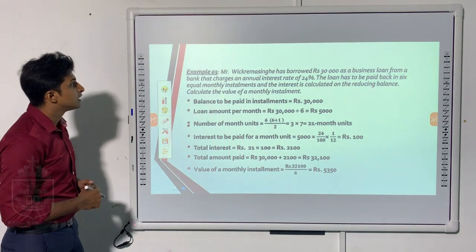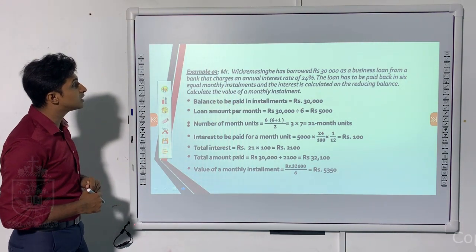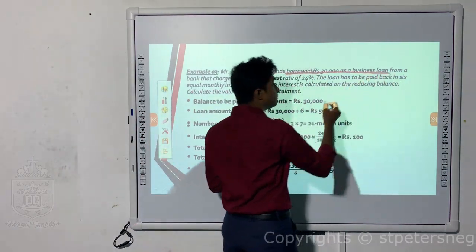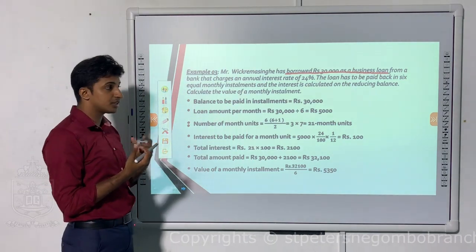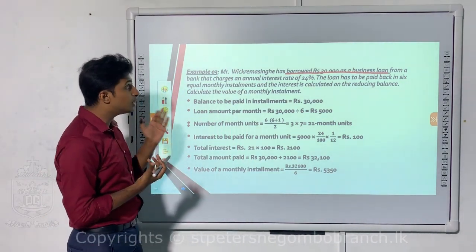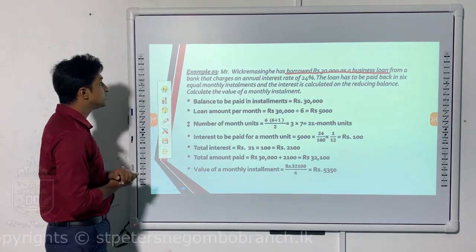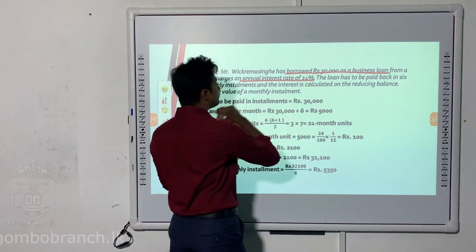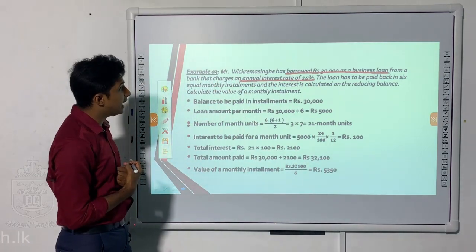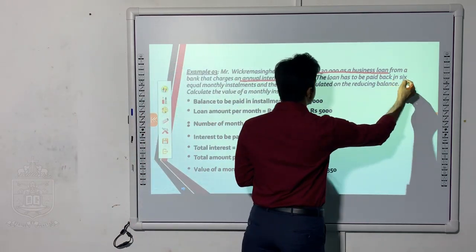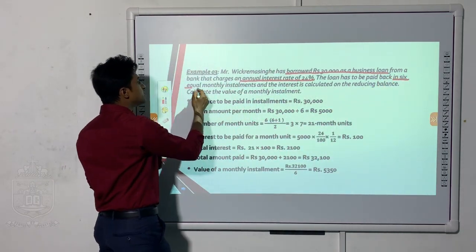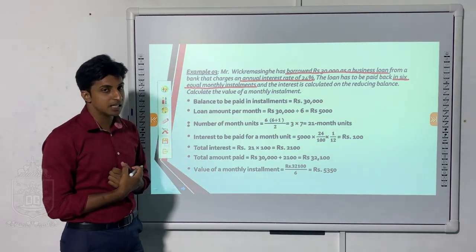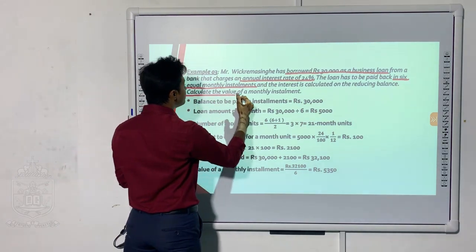Example number 3. Mr. Vikramasinghe has borrowed rupees 30,000 as a business loan. Okay, this is a loan. This is not a purchasing problem about an item. Sorry. So it's a loan amount that you are going to borrow from a bank that charges an annual interest rate of 24%. Okay, the rate is also given, 24%. The loan has to be paid back in 6 equal monthly installments. So the number of monthly installments is also given as 6, and the interest is calculated on the reducing balance. Calculate the value of a monthly installment.